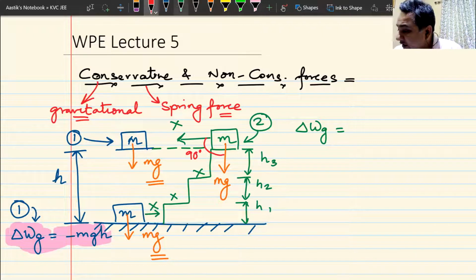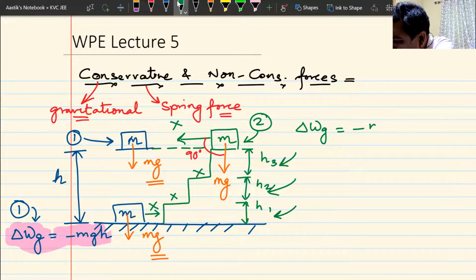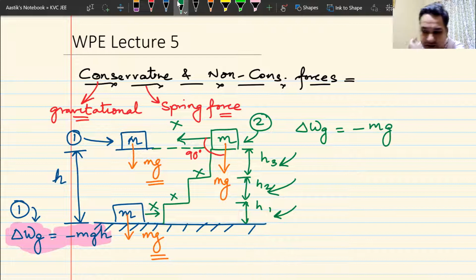So work done in this case will be minus mgh1. Work done in this case will be minus mg into h2, and work done in this case will be minus mg into h3. So I can take mg outside, h1 plus h2 plus h3. What will be my final answer when I find out the work done by gravity in the green case?